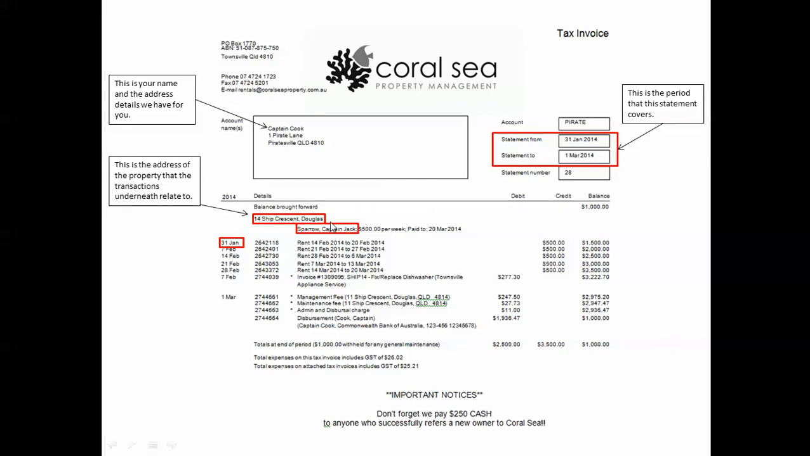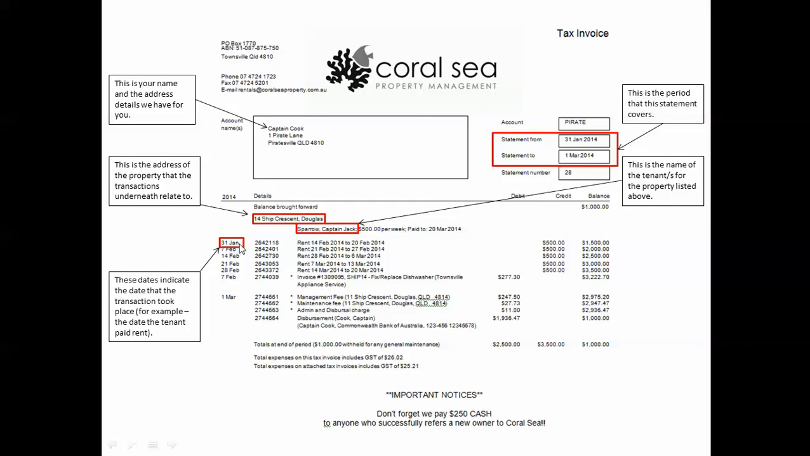Over here is the address of the property that the transactions underneath relate to. So as you can see, the property is 14 Ship Crescent in Douglas, and these transactions are related to this property. Over here is the name of the tenant for the property listed above. So the tenant for 14 Ship Crescent in Douglas is Captain Jack Sparrow.